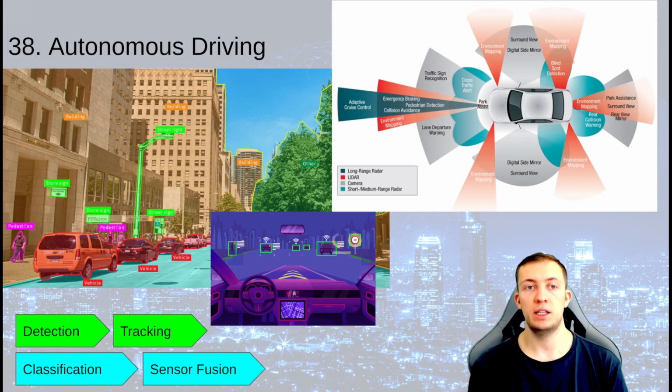38th application is autonomous driving perception. In every autonomous vehicle, we have a lot of sensors, cameras, lidars, radars, and we have a vast possibility of different applications ranging from detecting and tracking different types of objects from different sensors, but also a task of sensor fusion, where we try to create one global picture of the surrounding world from signals of multiple sensors.